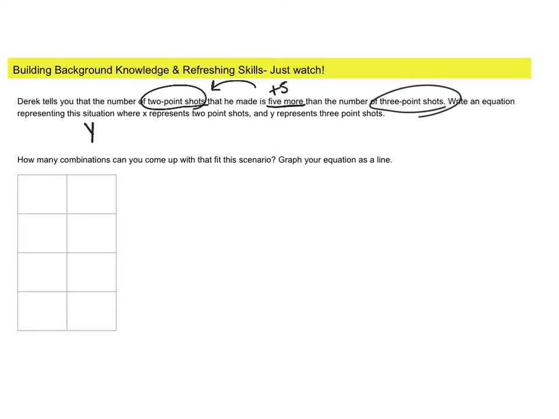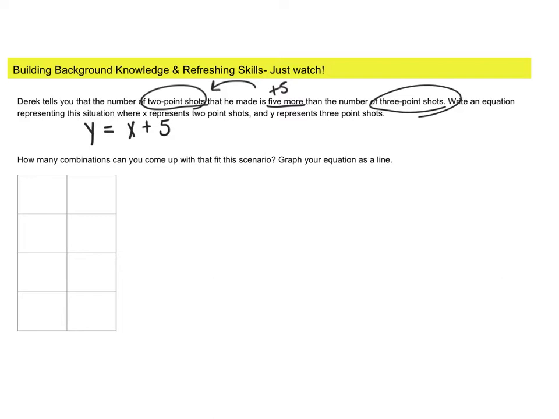So if I have y, the number of 3-point shots that he makes, he just makes 5 more of those than he does the 2-point shot. So this is the equation I came up with, okay?